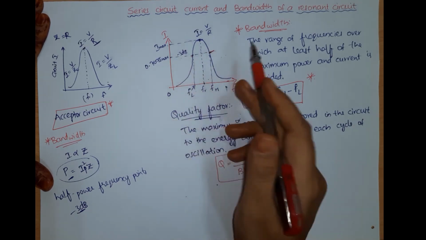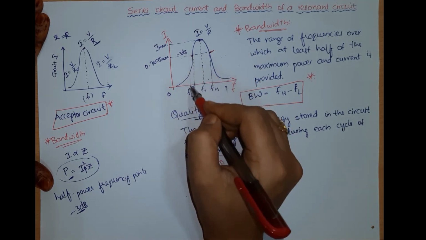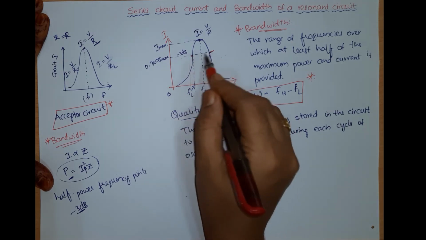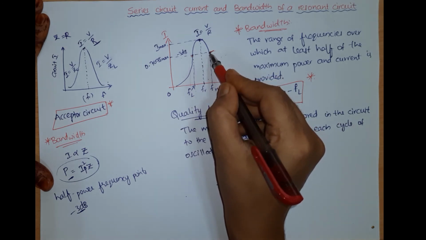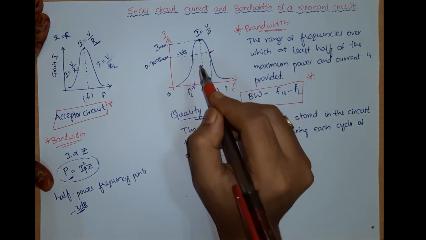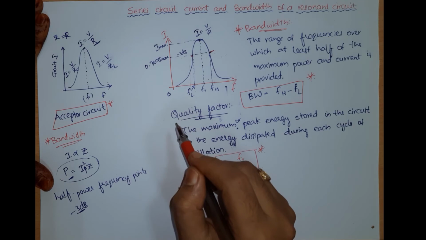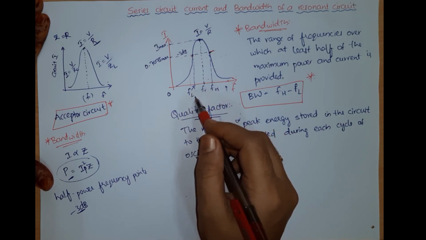So now a more selective circuit will have a narrow bandwidth, whereas a less selective circuit will have a wider bandwidth. That means if you are particular about some bandwidth, then it is narrow. If you are not particular, if any bandwidth is okay, then in such cases it is broader.